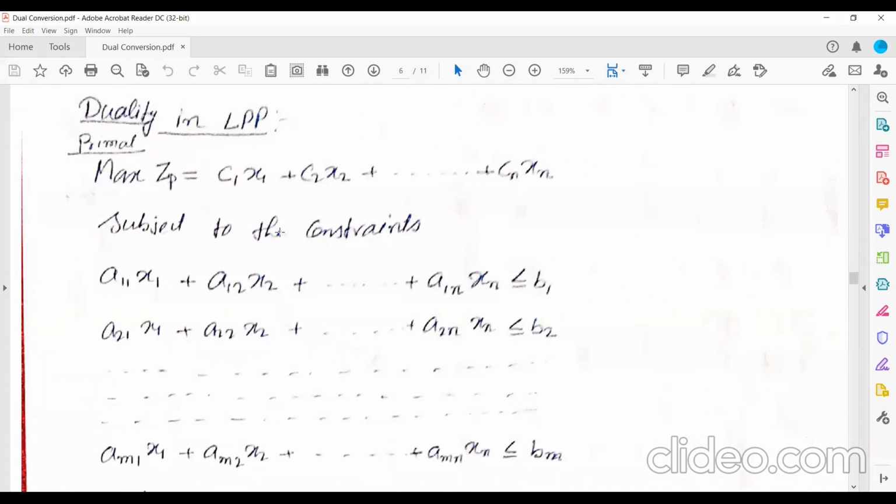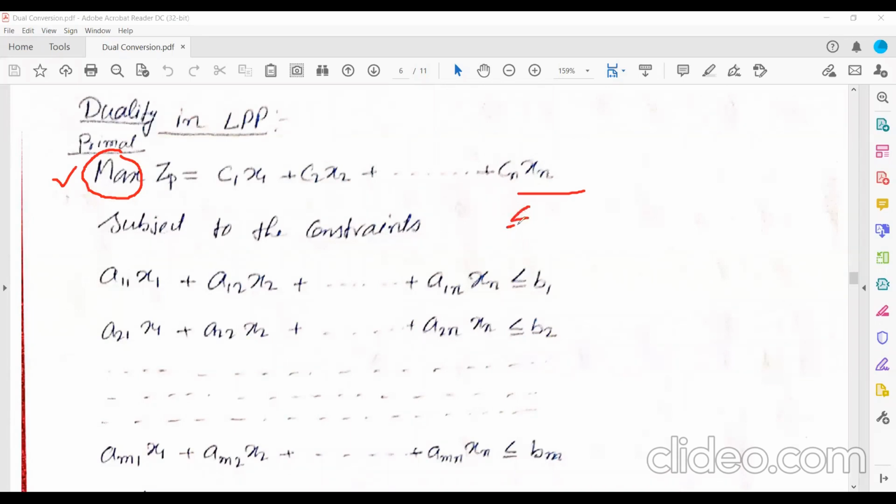Now see here, just the general one. Duality in LPP. So this is your primal. Max Z, this is your primal objective function: C1 x1 plus C2 x2 up to Cn xn. So this is your primal linear programming problem. Now, since the problem is a maximization, in the constraints, what kind of inequality will come?